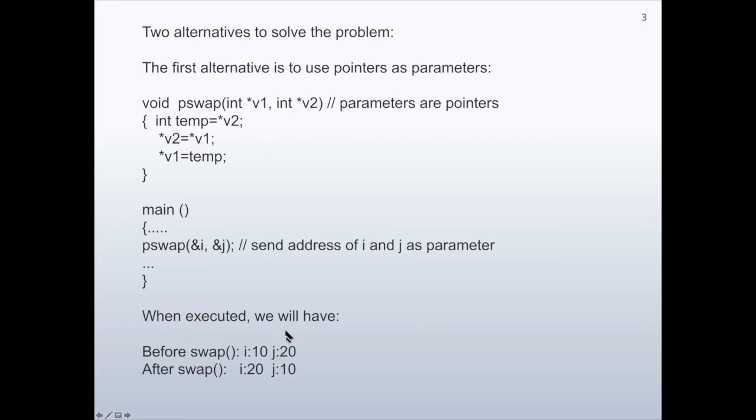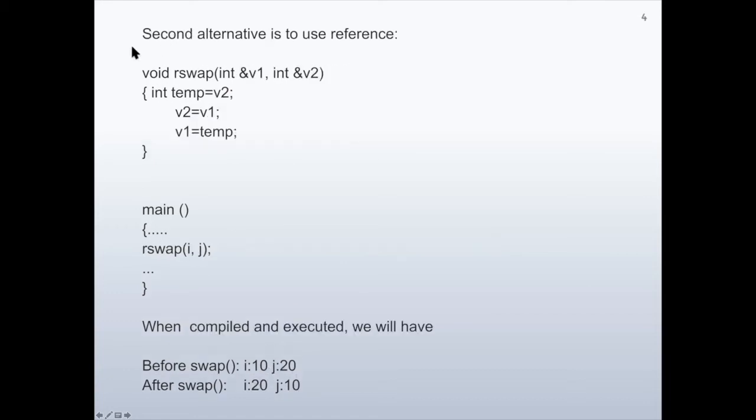When executed, we will have before swap i is 10, j is 20, and after the swap operation, i becomes 20 and j is 10. So the values are swapped as we desired. The second alternative is to use reference. The name of the function is rswap. We have two parameters. They are integer references named v1 and v2.